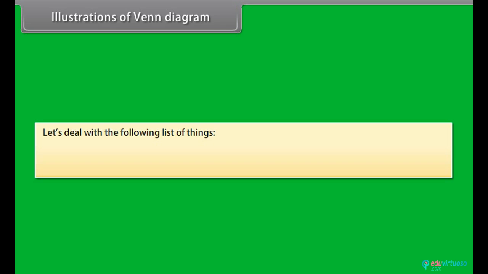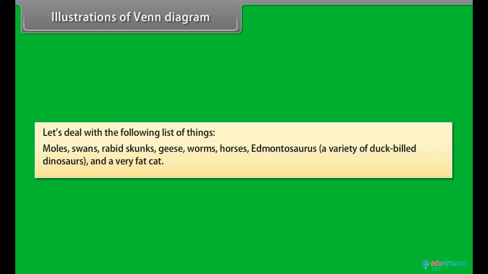Let's deal with the following list of things: moles, swans, rabbit skunks, geese, worms, horses, Edmontosaurus, a variety of duck-billed dinosaurs, and a very fat cat. We'll call our universe animals. Let's say we want to classify things according to being small and furry or being a duck bill.